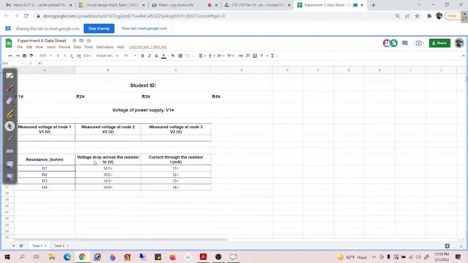So let us suppose the resistance value is 20 kilo ohm, and the voltage across the resistance is about, let's say, 5 volt. I'm just putting some random value. Okay, so what should be the current, or I1? It will be VR divided by the resistance, right?